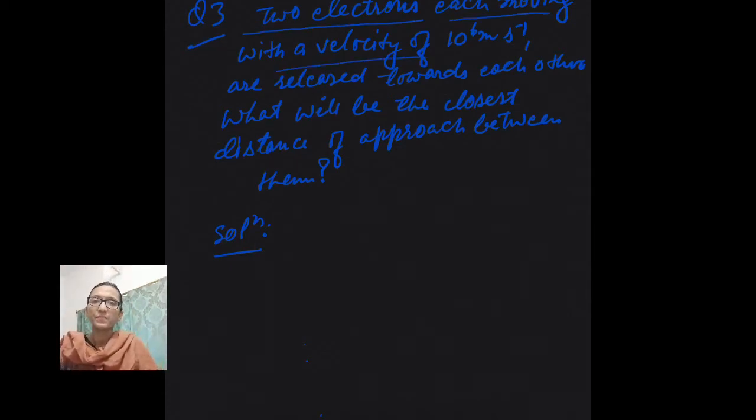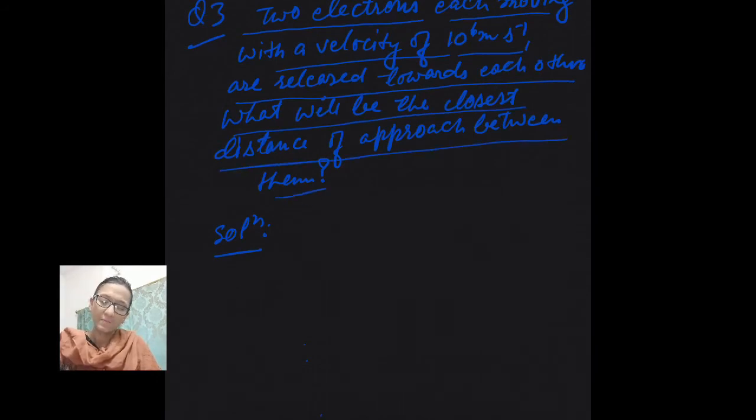Next question. Two electrons each moving with a velocity of 10 power 6 meter per second are released towards each other. They are moving towards each other. What will be the closest distance of approach between them? Now, the scenario is that the two electrons are moving towards each other.